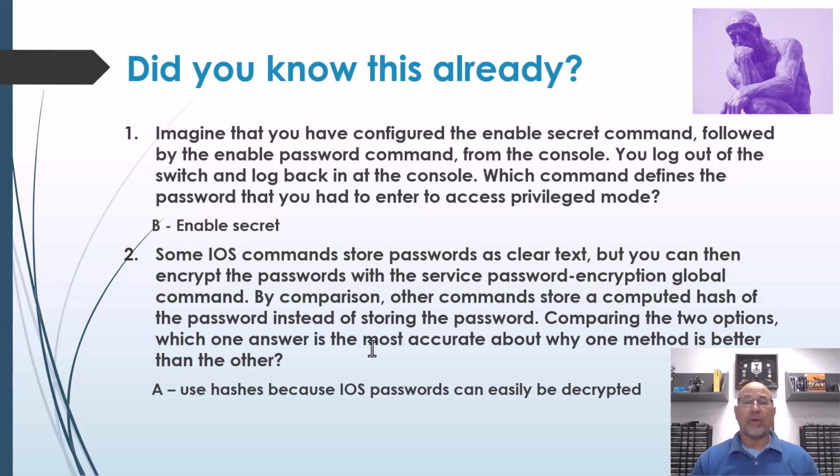Question number 2. Some IOS commands store password as clear text, right? We saw that. But you can encrypt the password using the service password encryption global command. By comparison, other commands store a computed hash of the password instead of storing the password. Comparing the two options, which answer is the most accurate about why one method is better than the other? Now remember that the whole point of a hash function is to be easy to create the hash but hard to work backwards. And even if you did the service password encryption to get rid of the clear text, right, that is easier to decrypt than the hash function. So that was A.